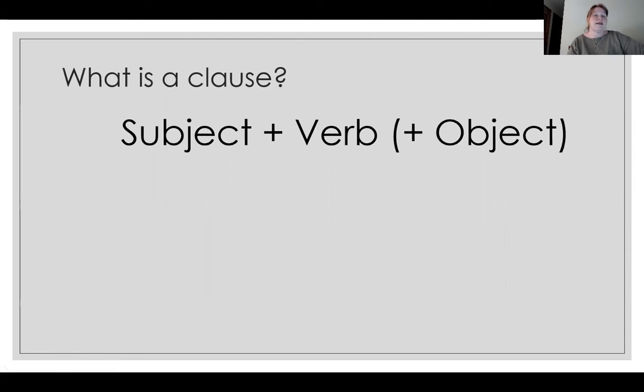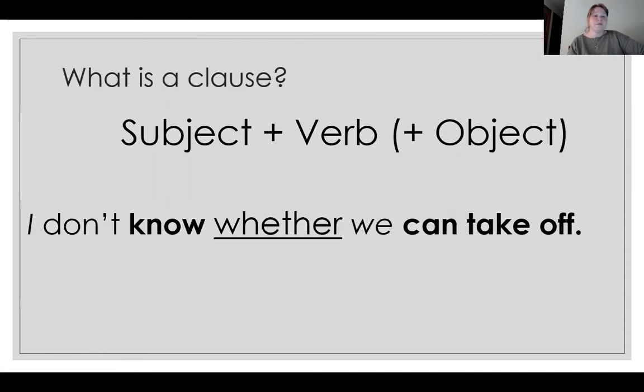Let's look at this sentence that you saw in the earlier video. I don't know whether we can take off. In this sentence, our main clause is I don't know. And our noun clause is whether we can take off. Whether we can take off is the object of the verb don't know. Let's break down the whole sentence. The main clause, I don't know, contains a subject and a verb. I is the subject and don't know is the verb. The object of the whole sentence is the noun clause, whether we can take off.